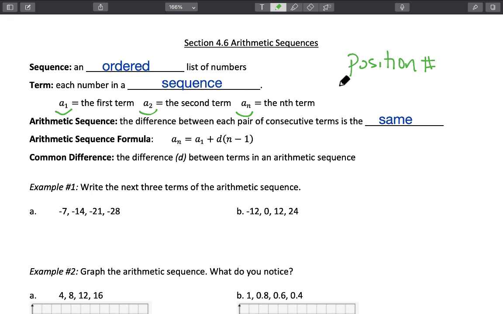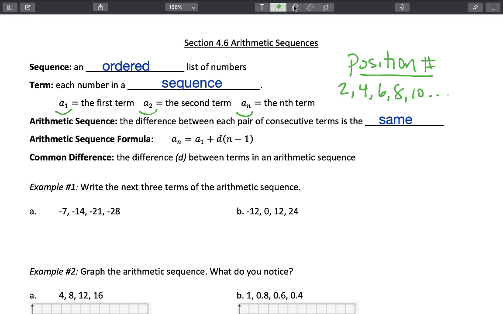So for example, if I had the sequence 2, 4, 6, 8, 10, I would say the third position in this sequence is 6, right? The third term is 6. And that would be represented by this subscript number, and that would be a sub 3. So those subscripts just refer to position numbers in our sequence.